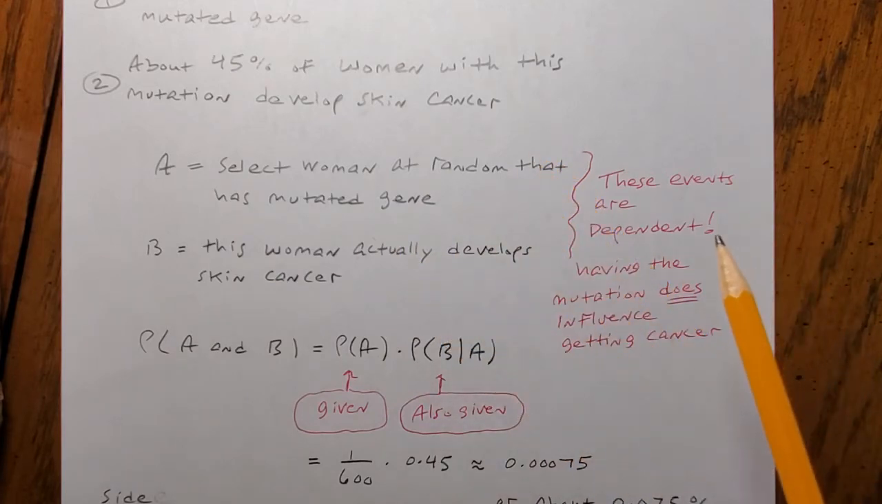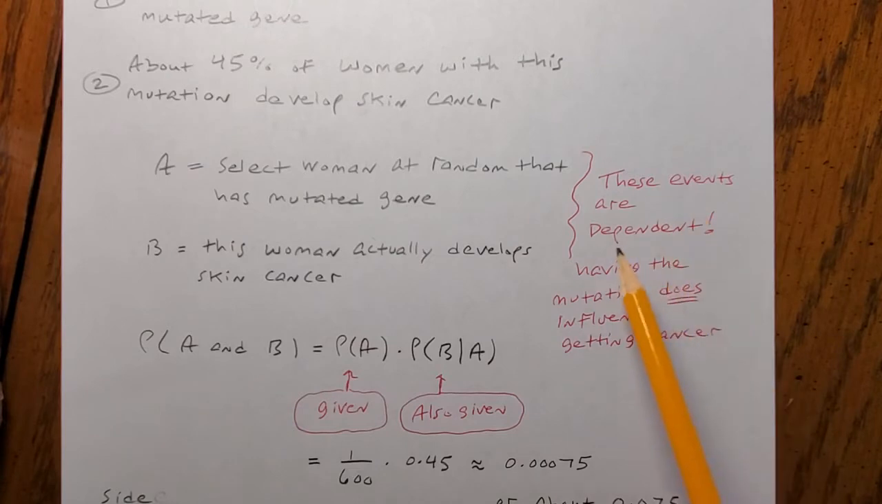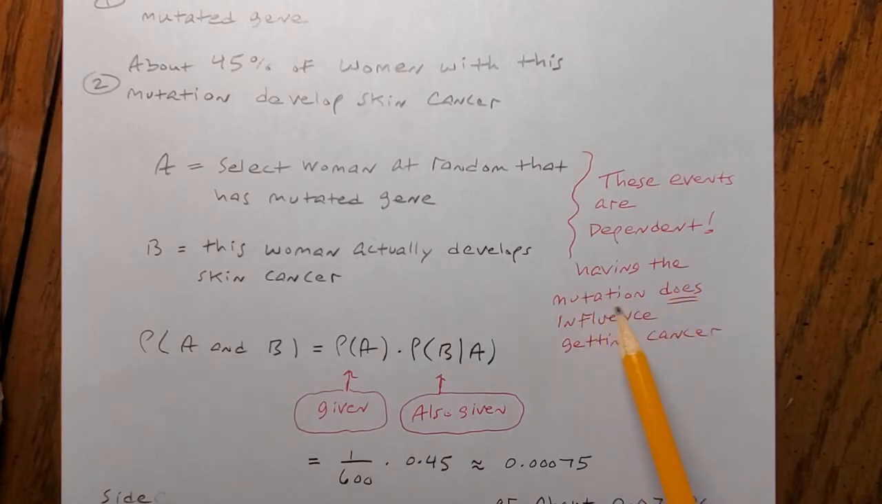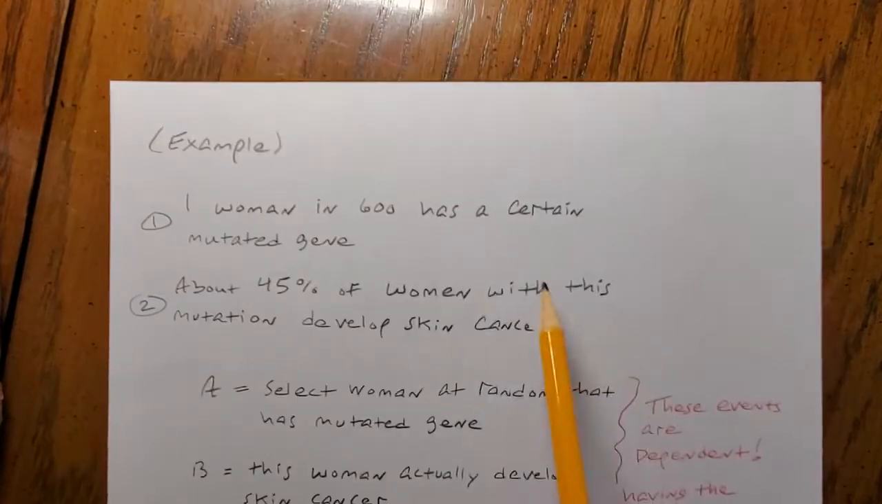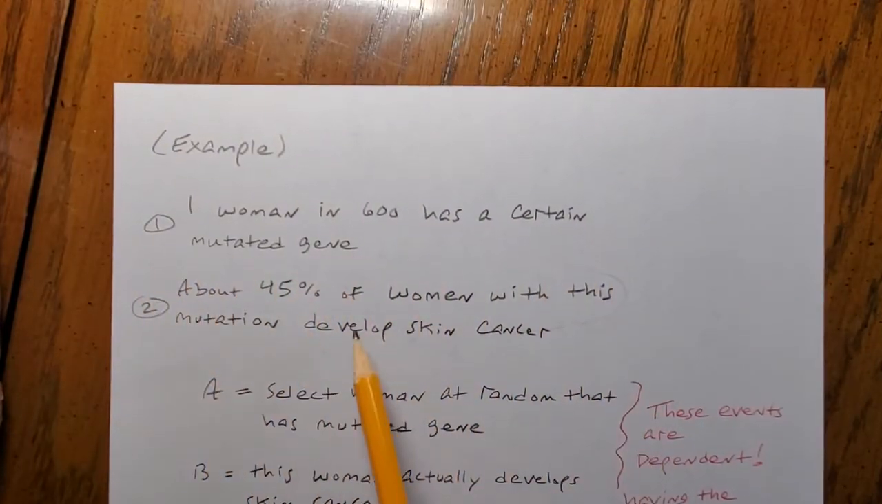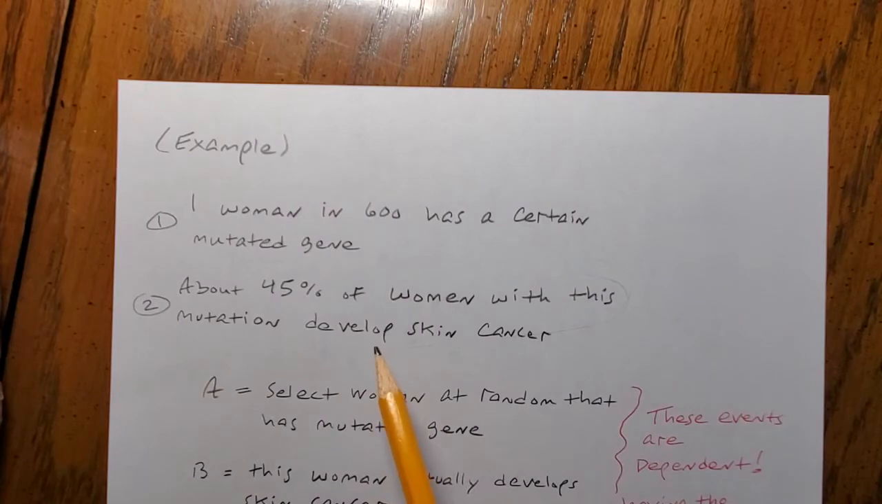Okay, now before we go on to the calculations, these are dependent events, right? Because it did say up there that having the mutation does directly influence the odds of getting skin cancer. That's what this right here is. This right here is what says that the events are dependent, all right?